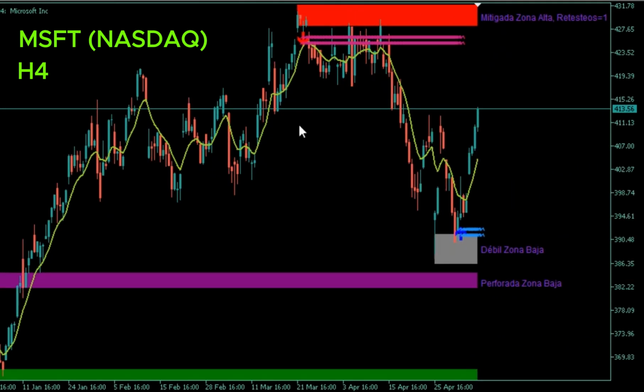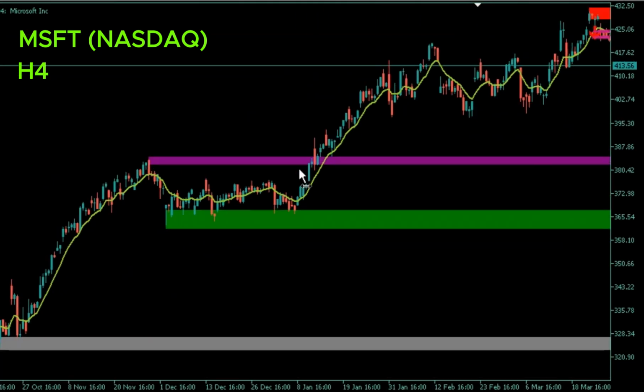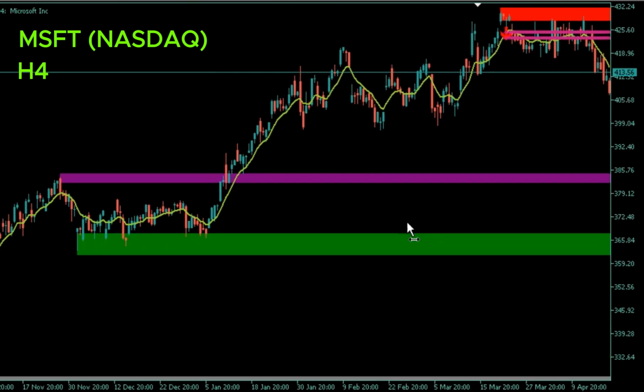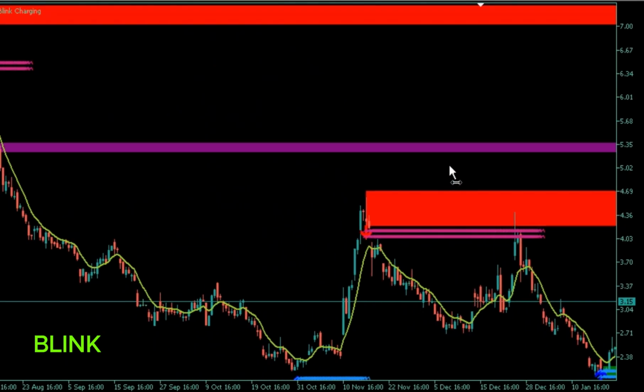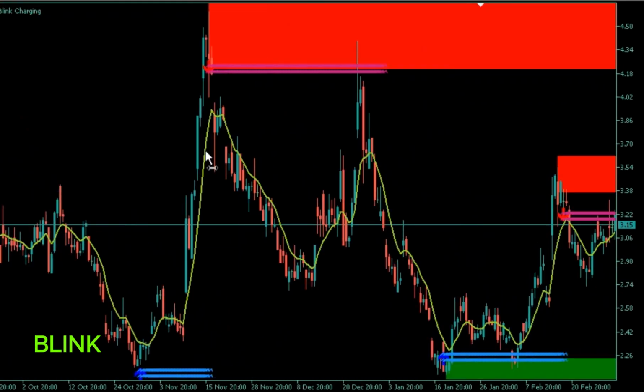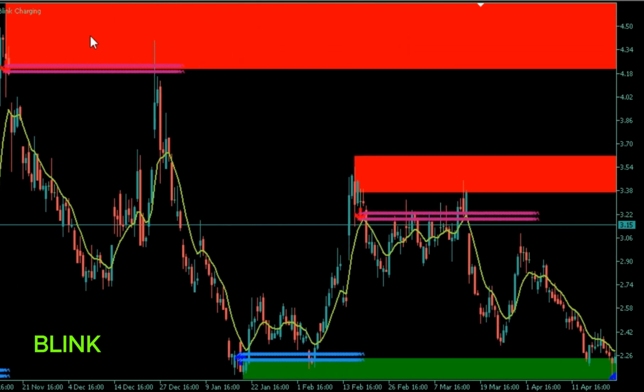So guys, let's look at the last example, which will be a buy example. Let's flip to the next chart. This is a Bleak chart. This is a company called Bleak. As you can see, we have our different indicators and different zones.